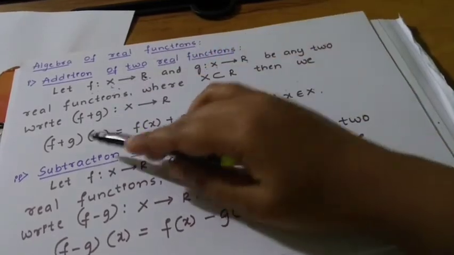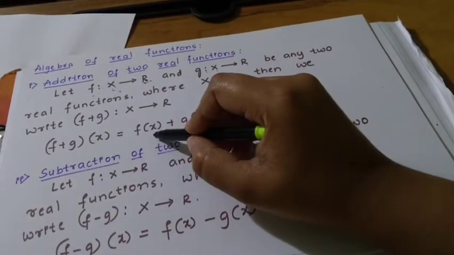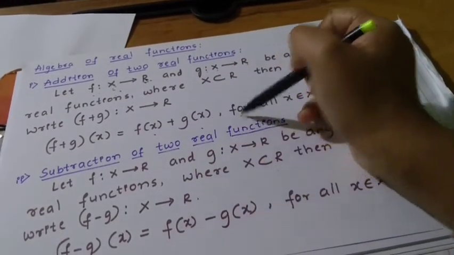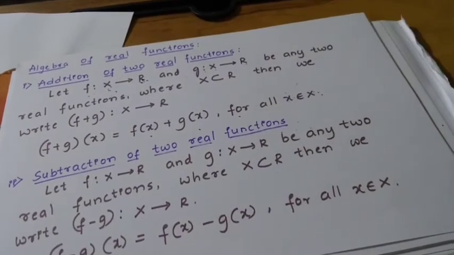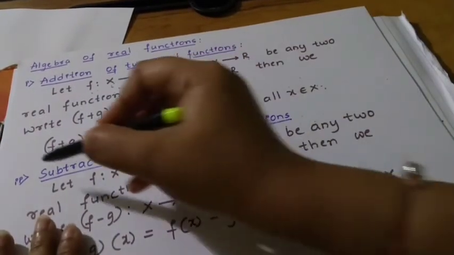Okay, so f plus g of x is equal to f of x plus g of x for all x belonging to X. You have to remember this.